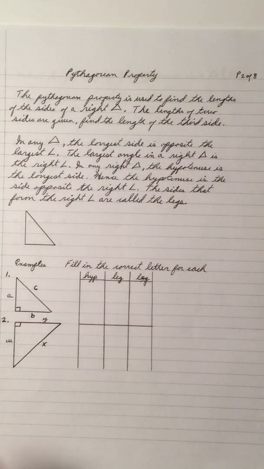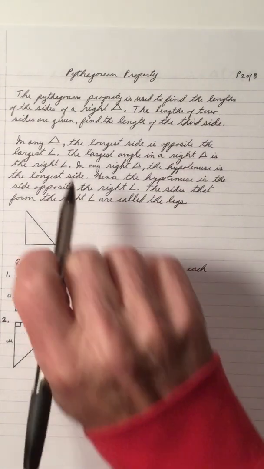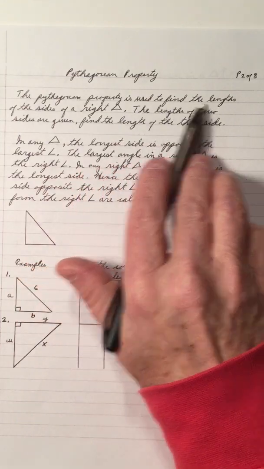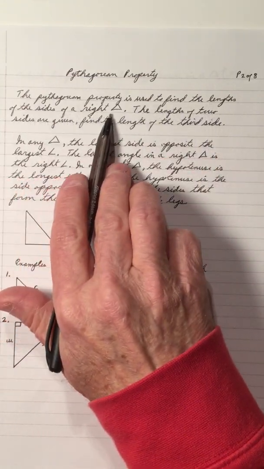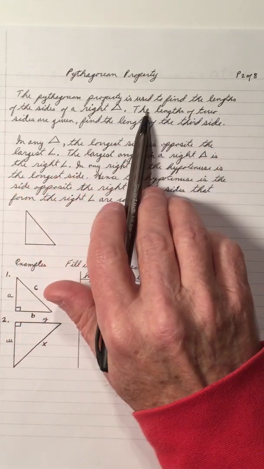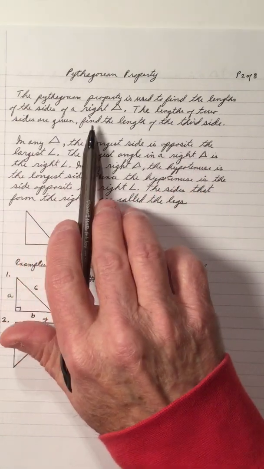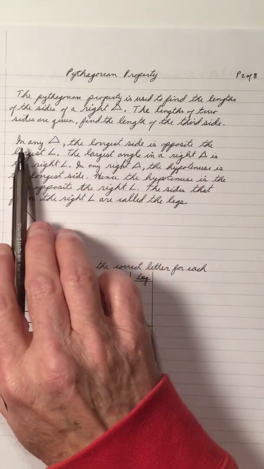Pythagorean property is used in math a lot, so it's important that you learn what's happening with the right triangle using the Pythagorean property. The Pythagorean property is used to find the lengths of the sides of a right triangle. The lengths of two sides are given. Find the length of the third side.